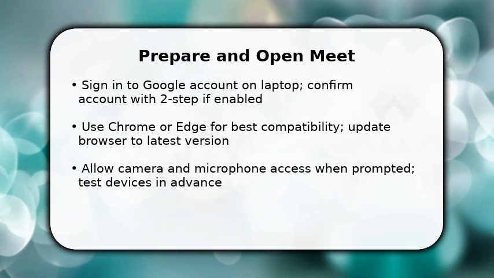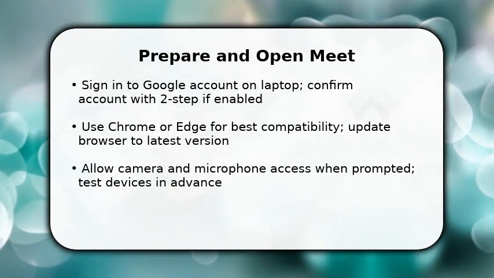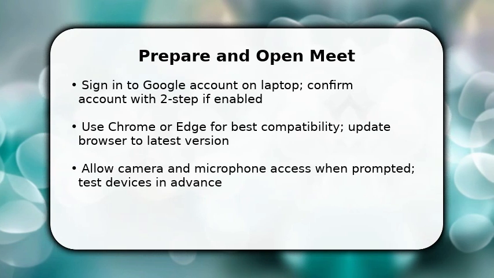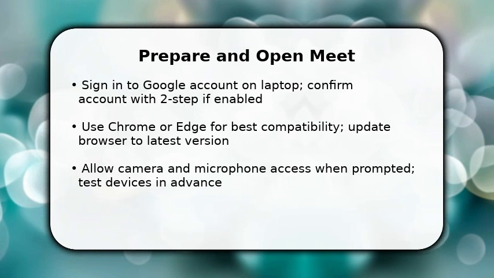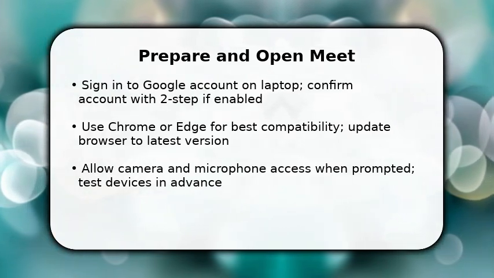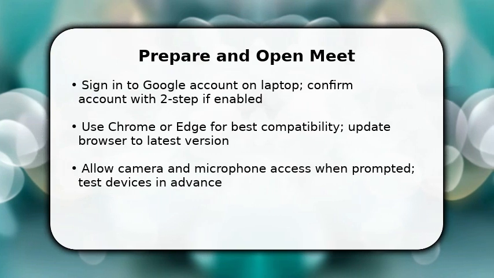Next, grant camera and microphone permissions when the browser asks. This prevents blocked audio or video. Make sure your camera and mic are selected from the device drop-downs, and run a quick preview so you see and hear yourself before creating or joining a meeting.